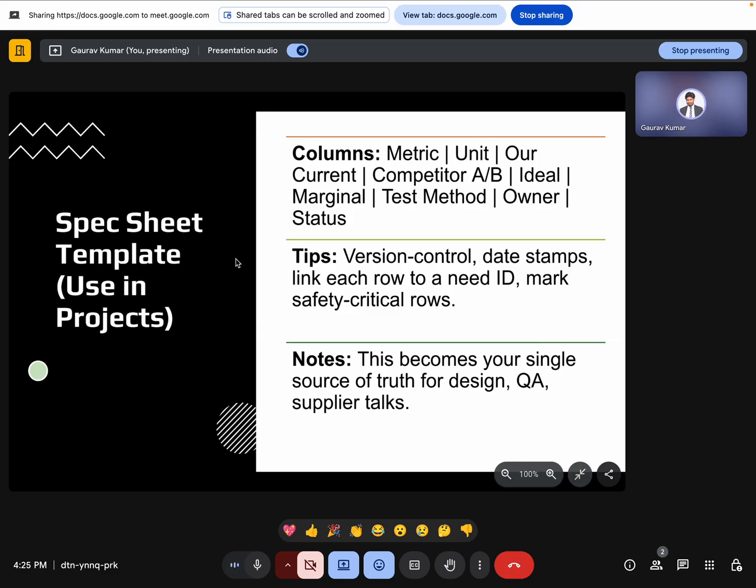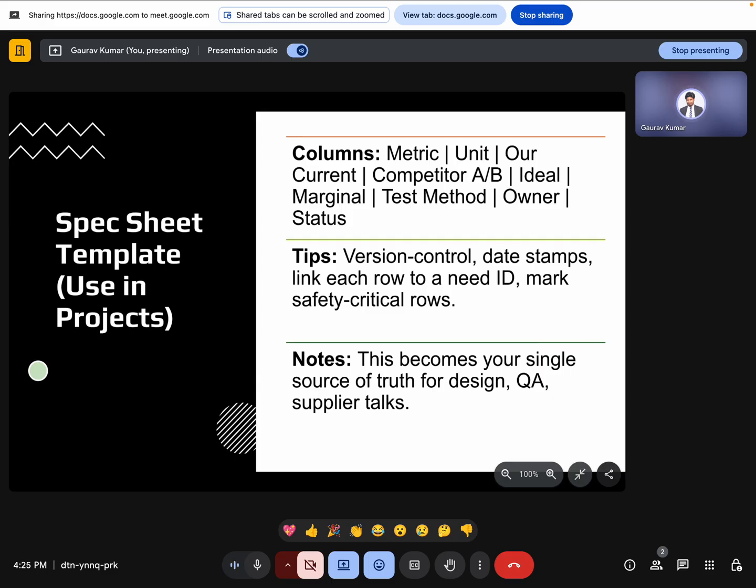This is the spec sheet template used in the project, which you can use. Maintain a living specification sheet that serves as the single source of truth across design, review, and supplier conversations. Each row defines a metric and unit, records our current measured value, captures competitors' values, the ideal and marginal targets, and describes the test method we will use.